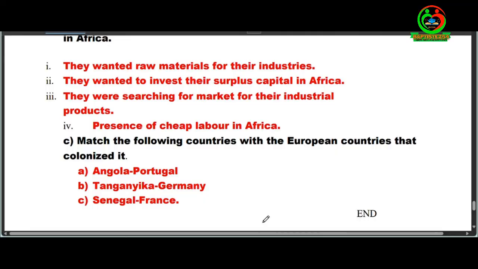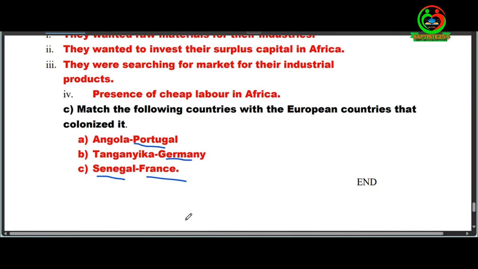C, which is the last. Match the following countries with the European countries that colonized them. Angola, Portugal; Tanzania, Germany; Senegal, France; Rwanda, Germany; and so on. That's the end.